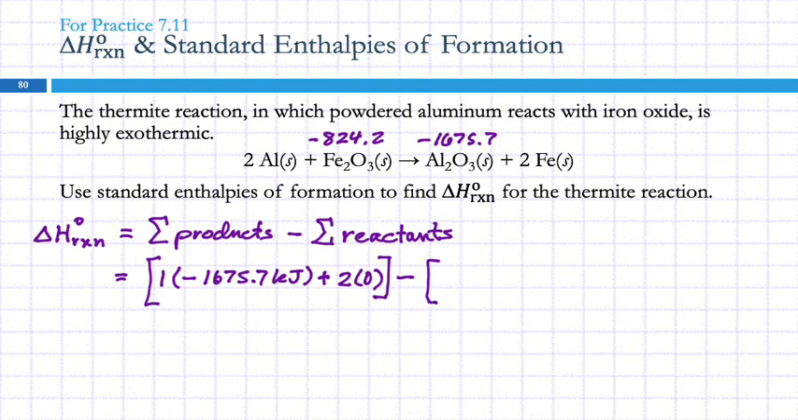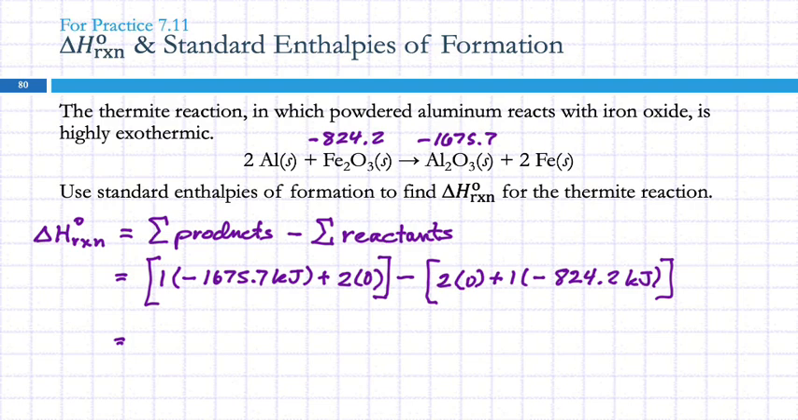Well, the first one is 2 aluminums. Well, it's 2 moles of aluminum, but the heat of formation is 0. Plus 1 mole of Fe2O3, which is minus 824.2 kilojoules. And I highly recommend using the brackets along with the parentheses because of those squirrely negative signs. And you can type it in on your calculator exactly the way it looks here.